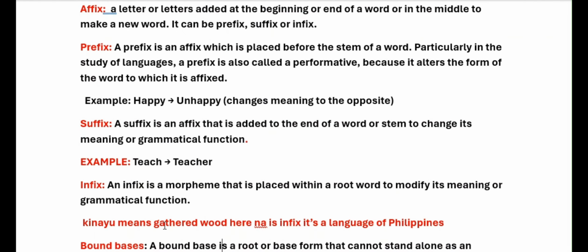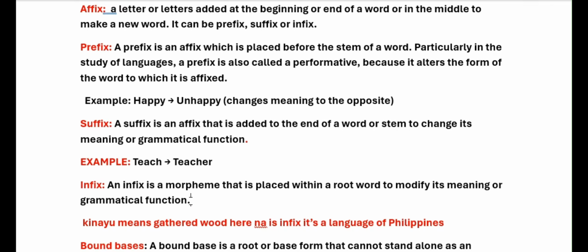Now let's go further. Suffix. A suffix is an affix that is added at the end of a word or stem to change its meaning or grammatical function. Okay. A prefix comes at the beginning and a suffix comes at the end. Like teach, teacher, er. Er here is a bound morpheme.